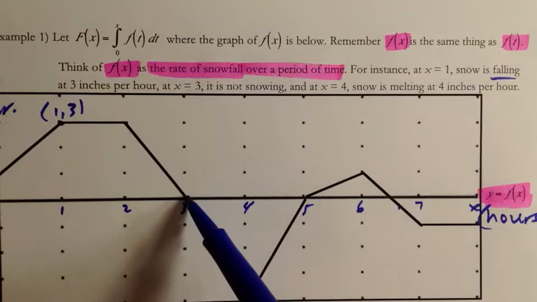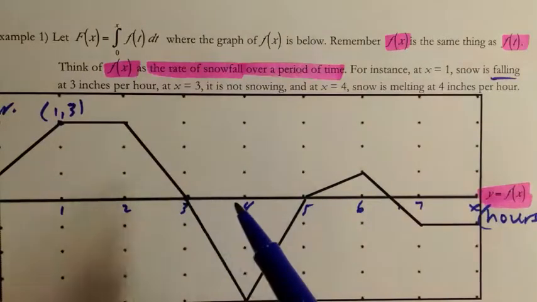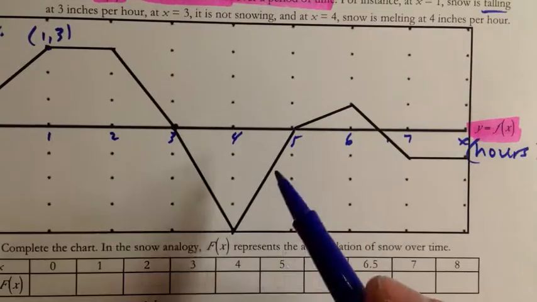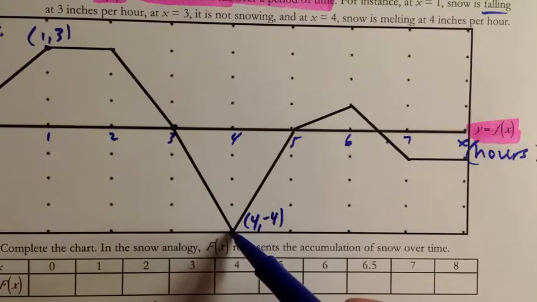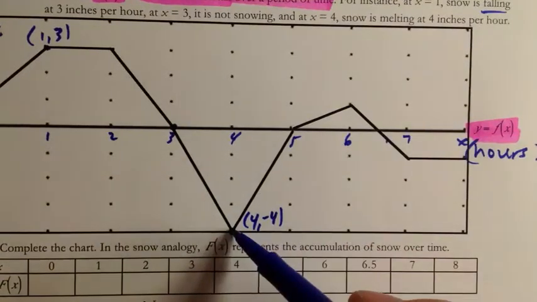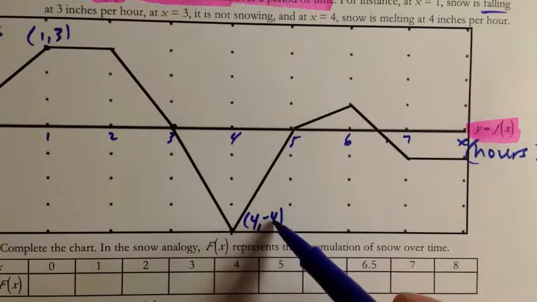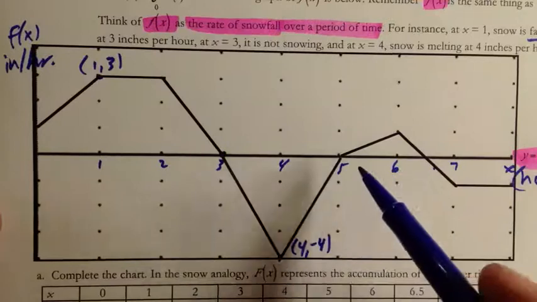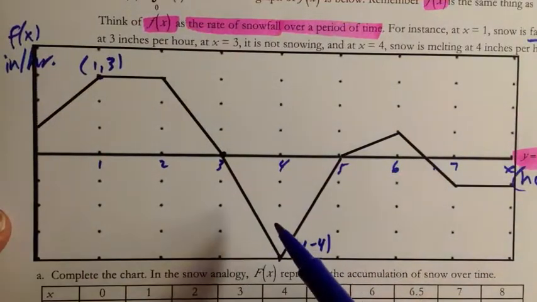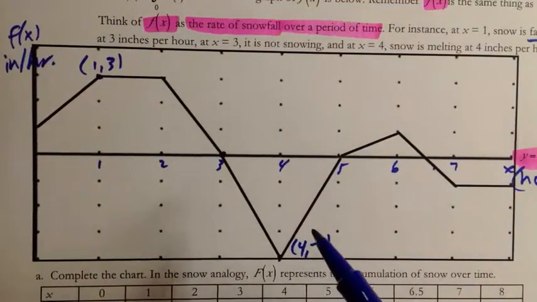But then down here at t equals 3 hours, at the 3-hour mark, it stops snowing, but it's cold enough to where the snow is not melting either, so the snow level is not changing there. And then over here at the coordinates 4, negative 4, we see that the snow is actually melting at the 4-hour mark. The snow is melting at a rate of 4 inches per hour. Okay, so that's how we read the graph in terms of a rate of change of the level at which the snow is changing. Okay, so the snow level has a rate of change.